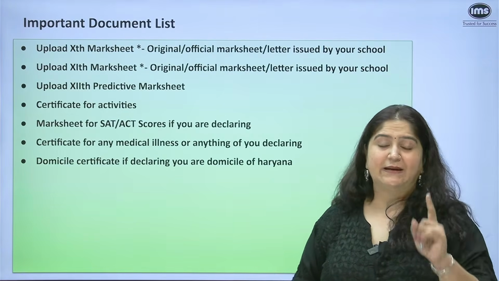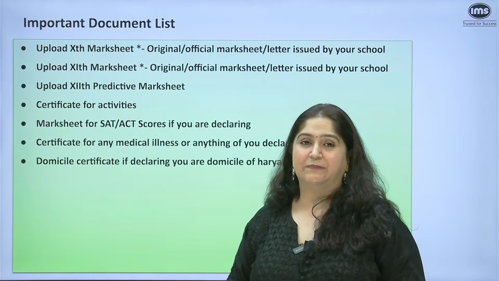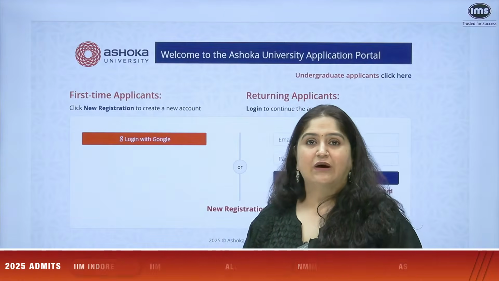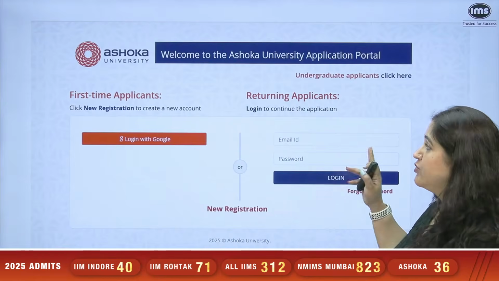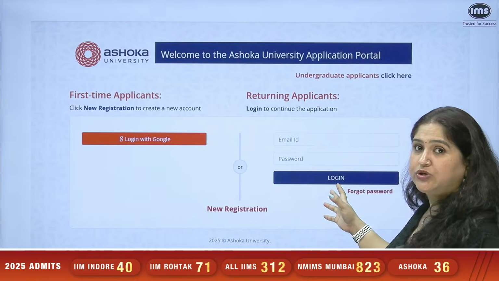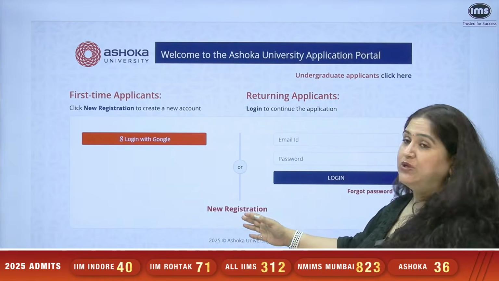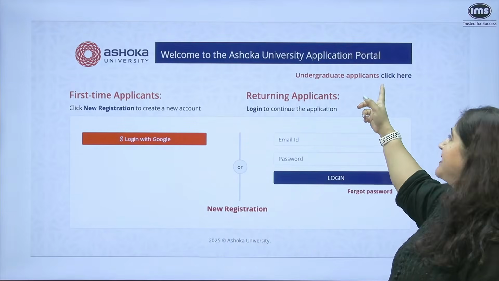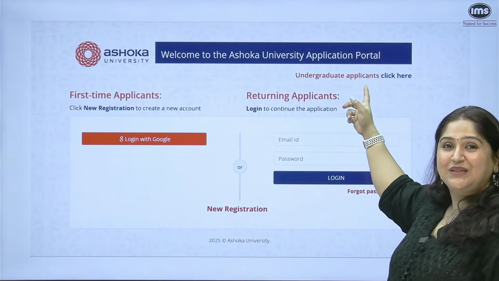Okay, so just take a screen capture and ensure everything is updated if you are declaring it. Now let's start with the application. As you click on the Ashoka link, this is exactly what you would show. A lot of students go with new registrations. What you really need to do is click here. Okay, for UG applicants, this is where you click.